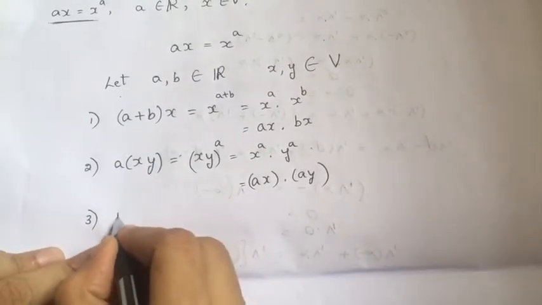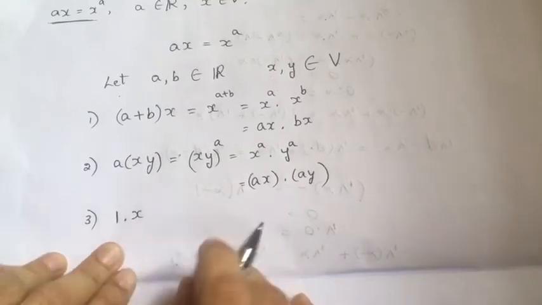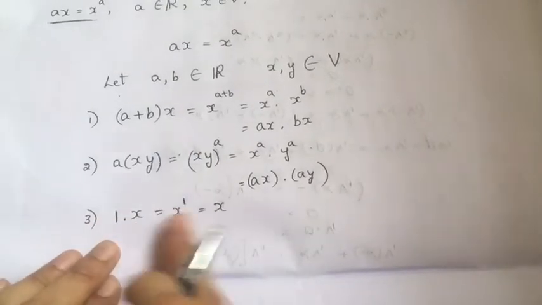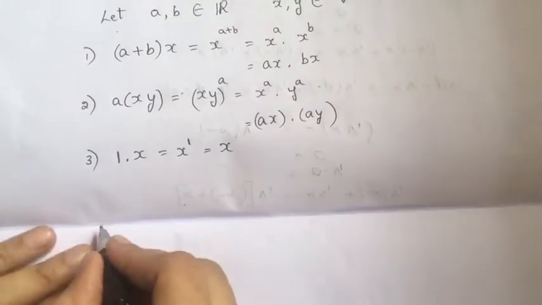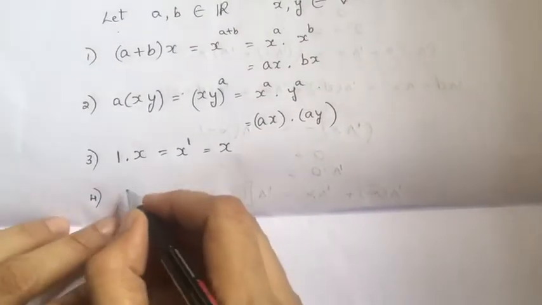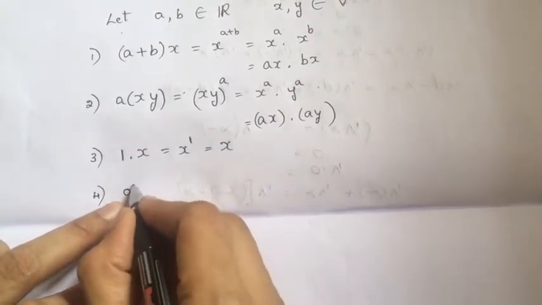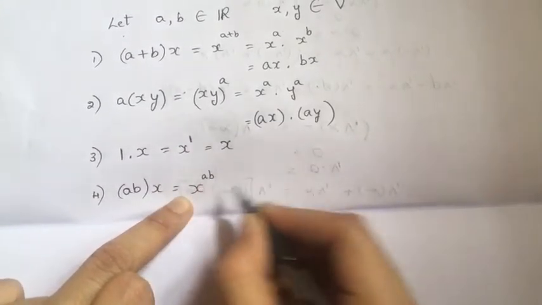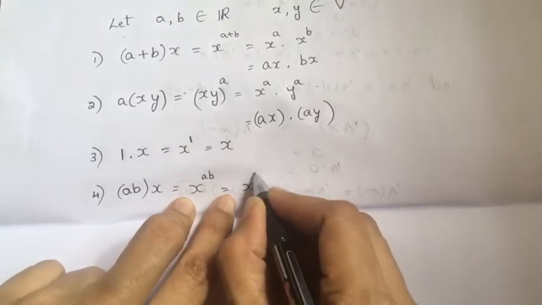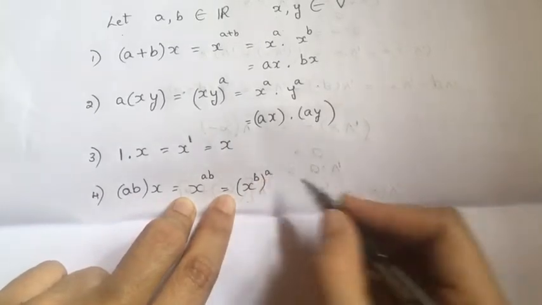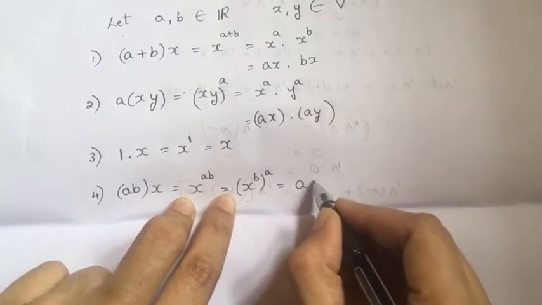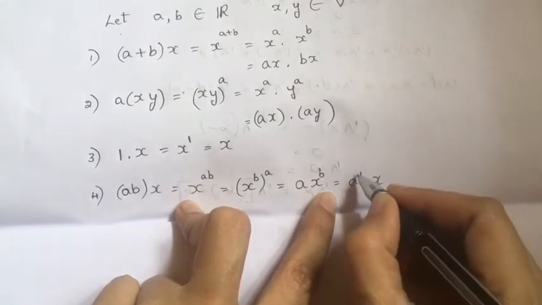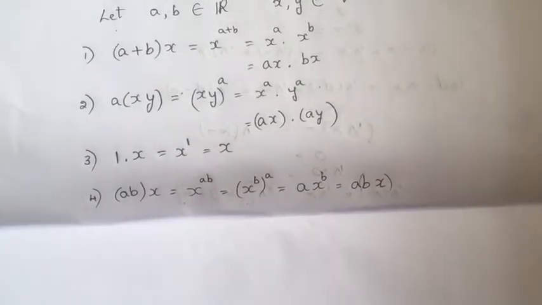And the 1 into the vector, which gives me X power 1, which is nothing but X only. So 1 into V is V, no problem. And the fourth one, that is alpha beta into V, which is AB into X, which is X power AB, which will be equal to, same as writing X power B into A. That gives me A X power B, which will be equal to ABX. If you want, you can put it like this.